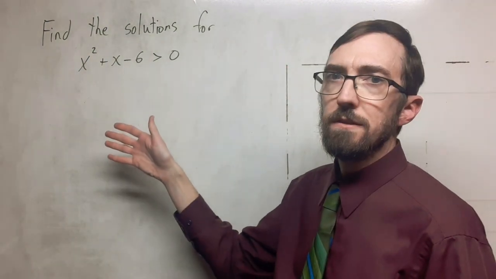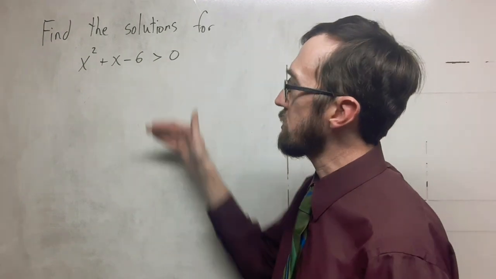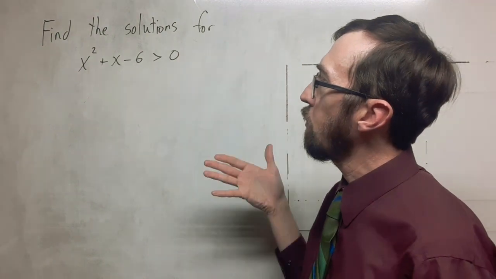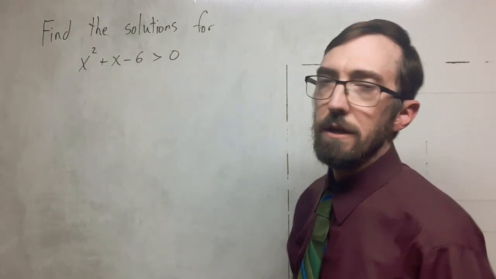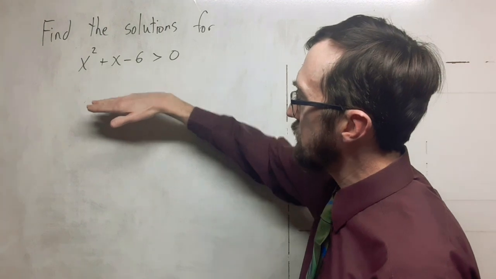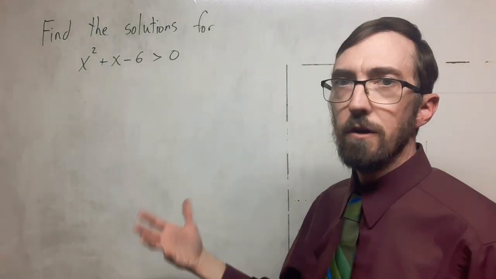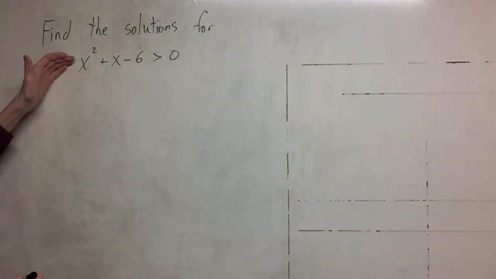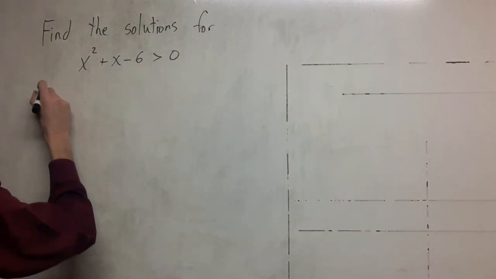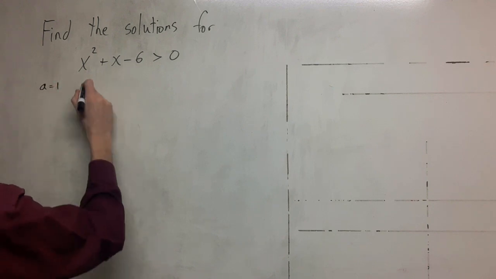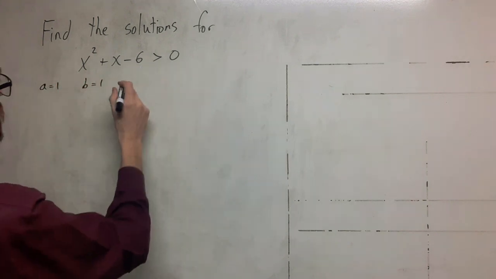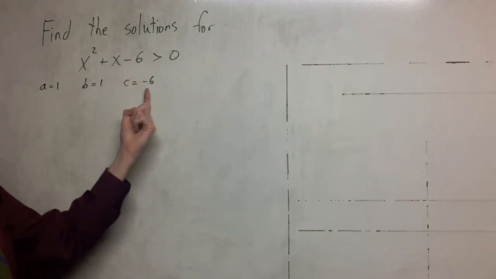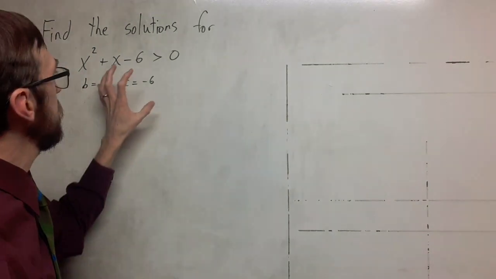The way that we're going to attack this is we are first going to use the quadratic formula, and then I'm going to put together a little chart to help us understand what we actually need to make this true. The first thing, quadratic formula, we're going to identify our a, our b, and our c to plug in. So looking at the coefficient here, the coefficient is 1. The coefficient here is also 1. And then our c value is -6.